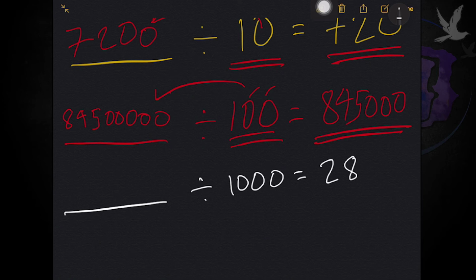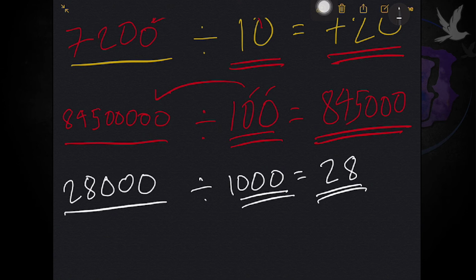Another example. Okay, let's say blank divided by 1,000 is equivalent to 28. Then again, the technique for the first thing to do is just to copy our quotient. And all you have to do is just to copy the number of zeros that you have in your divisor. Okay, so that's it. 28,000 divided by 1,000 is 28.